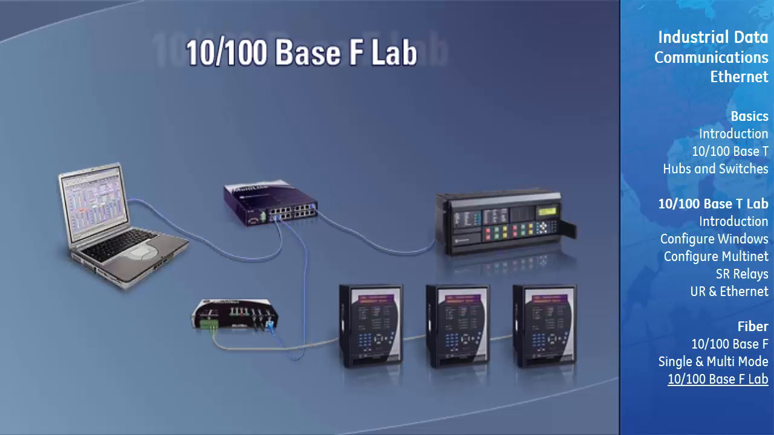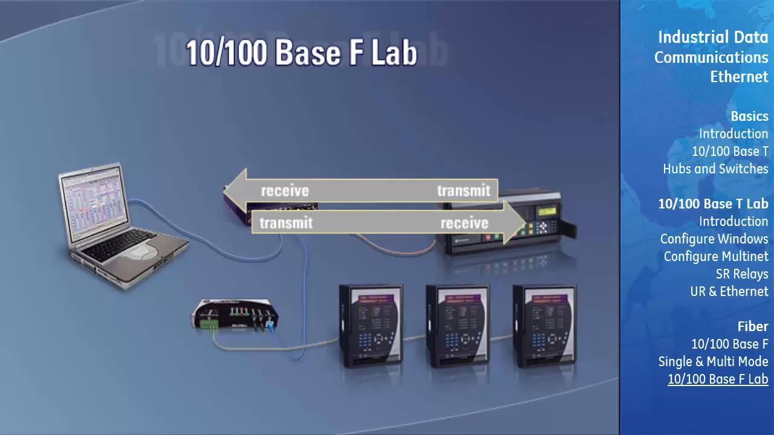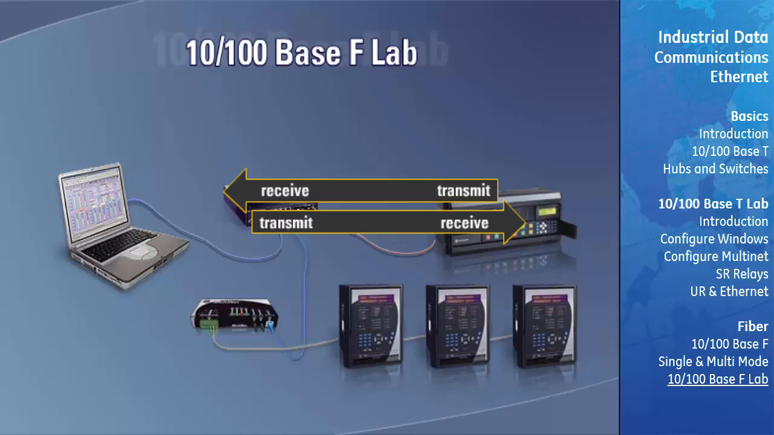Now we will switch the UR on our Ethernet LAN to a fiber communication link. It is desirable to use a fiber optic link whenever possible due to its immunity to electromagnetic interference. To convert the existing 10 base T connection between the universal relay and the switch to a fiber optic link, the student need only replace the 10 base T cable with an 820 nanometer multimode fiber optic cable. We will connect the fiber optic transmit port of the relay to the switch's receive port, and vice versa.